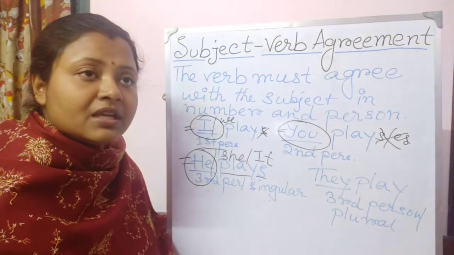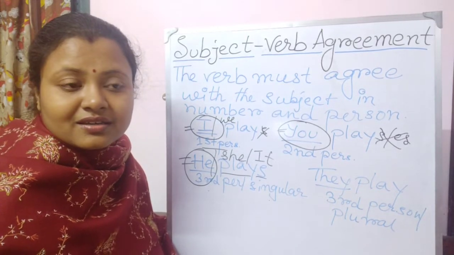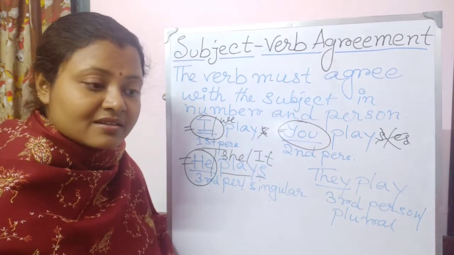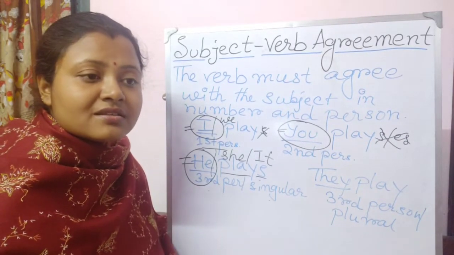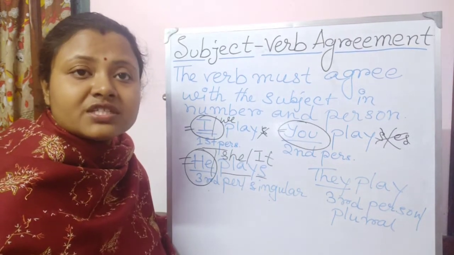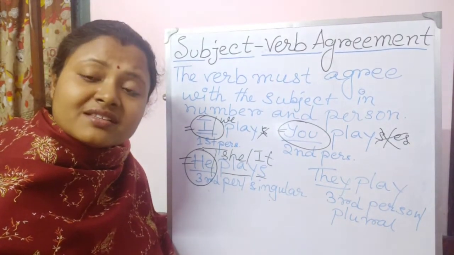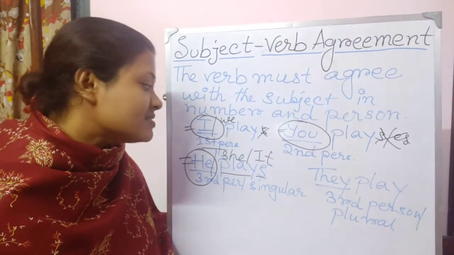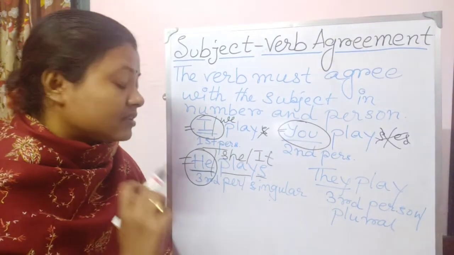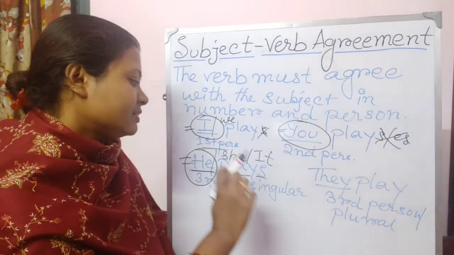For example, he goes to school every day. He writes. She sings very well. These are the sentences. If you notice the sentences, you will see that after the main verb, I have added s or es. Why have I added s or es after the main verb? Because the subject is in third person and singular number. So that is why. Okay?